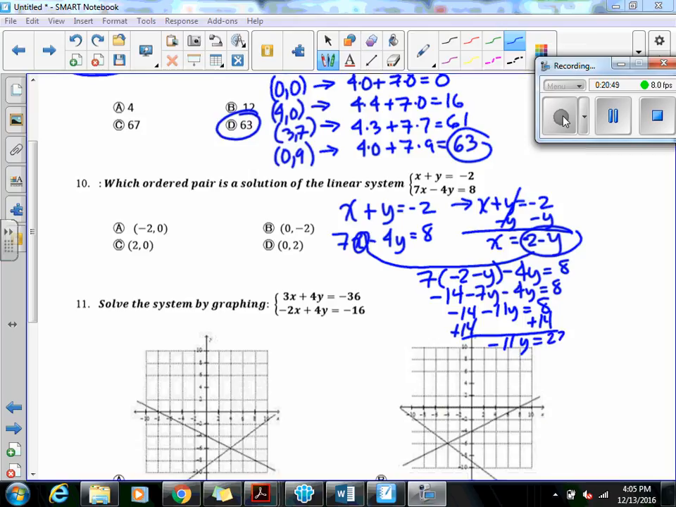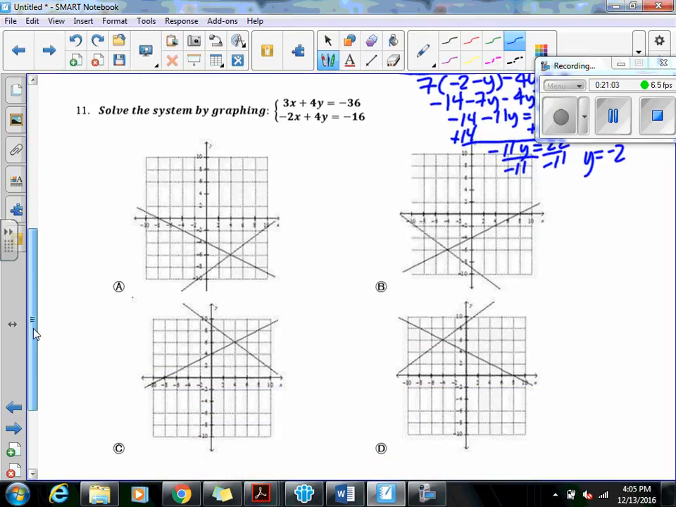Negative 11y equals 22. Divide both sides by negative 11. So y equals negative 2. So the only one that has a negative 2 for the y is B. So that's all I have to do. My apologies for making that mistake.